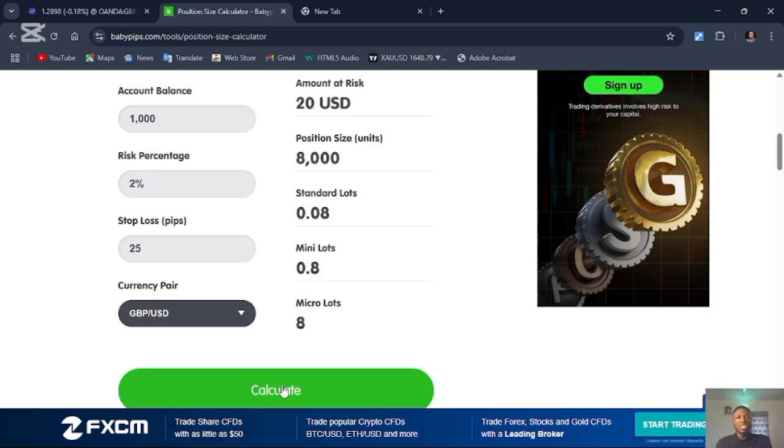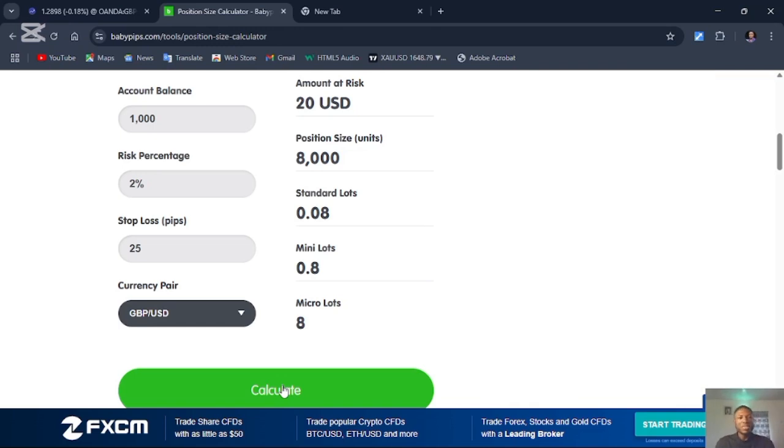Now, as I told you initially, if I have $1,000 and I decide to risk 2% of my account on a 25 pip stop loss, you can see here amount at risk is $20. That is 2% of this account. Then the standard lot size I am to use is 0.08. If I use anything above 0.08, I will be risking more than $20. If I use anything below 0.08, I'll be risking less than $20.